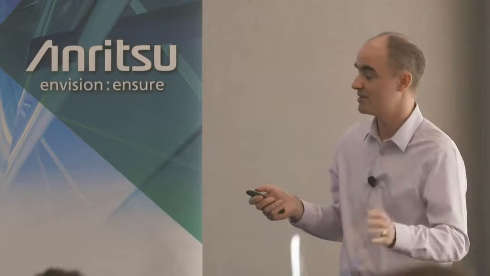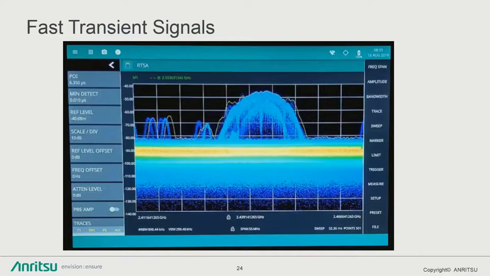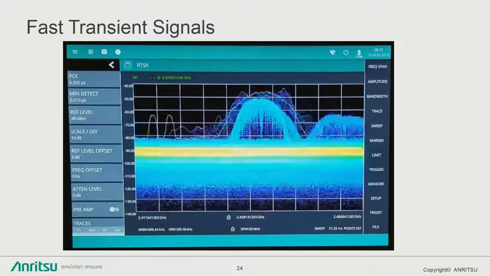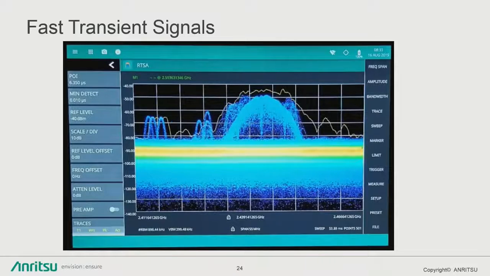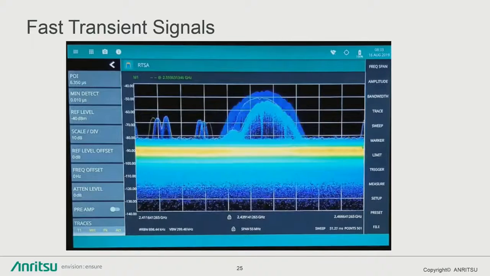All right, interference. So we'll spend the last 14 minutes, well, probably 10 with a couple of questions on this, all right? So we'll look at a few different examples here. So here's a fast transient signal, all right? Some of you guys did see that, some of you guys did not see that. So we'll play it through a little bit slower.